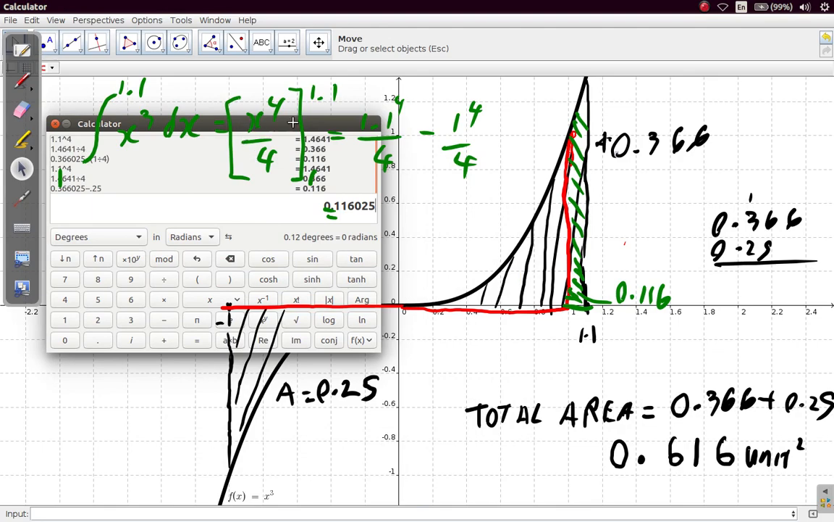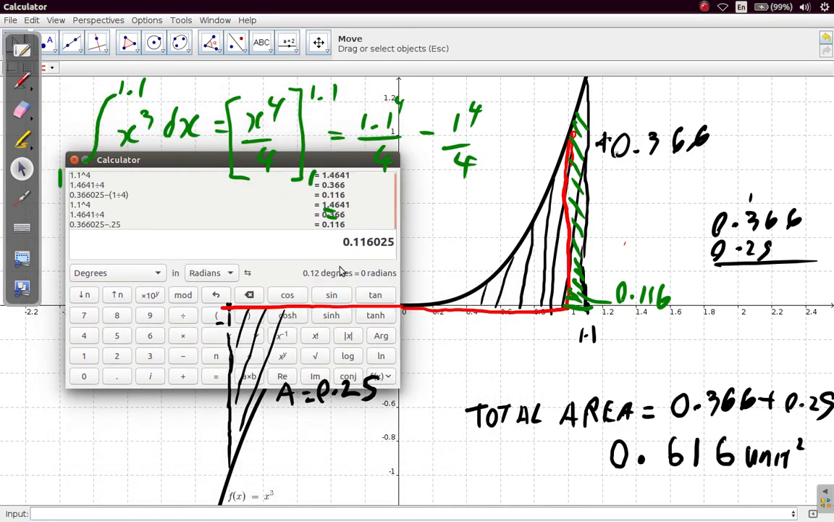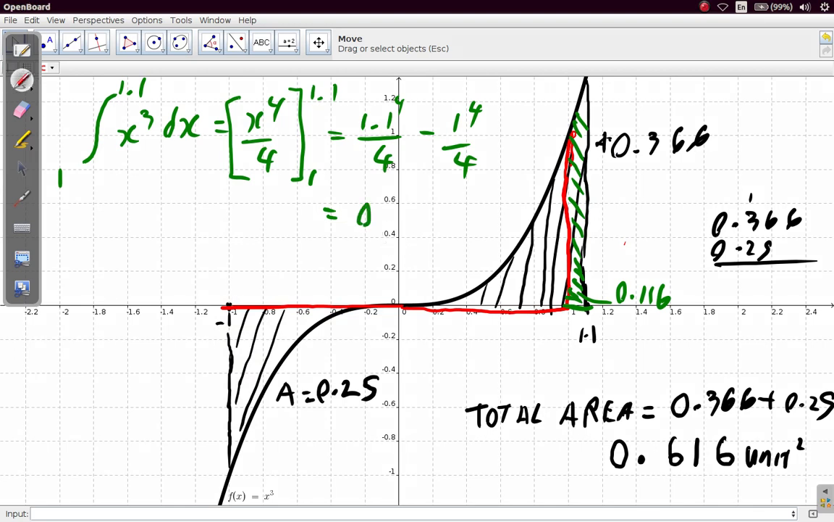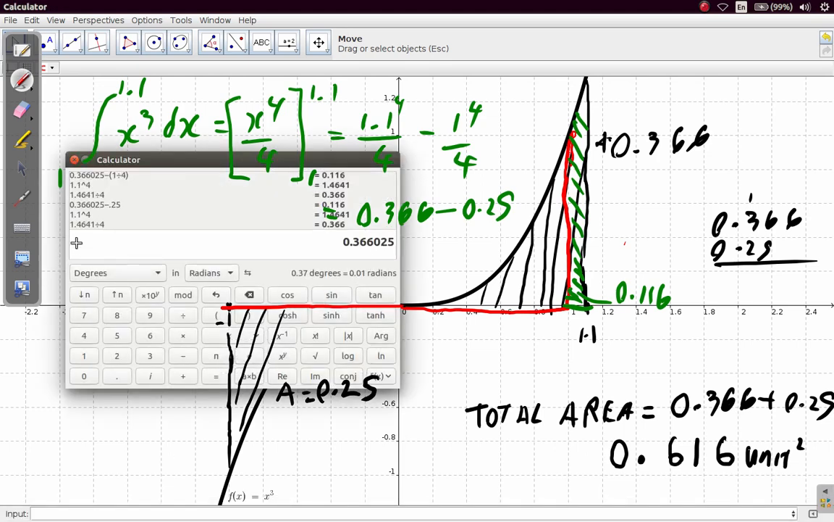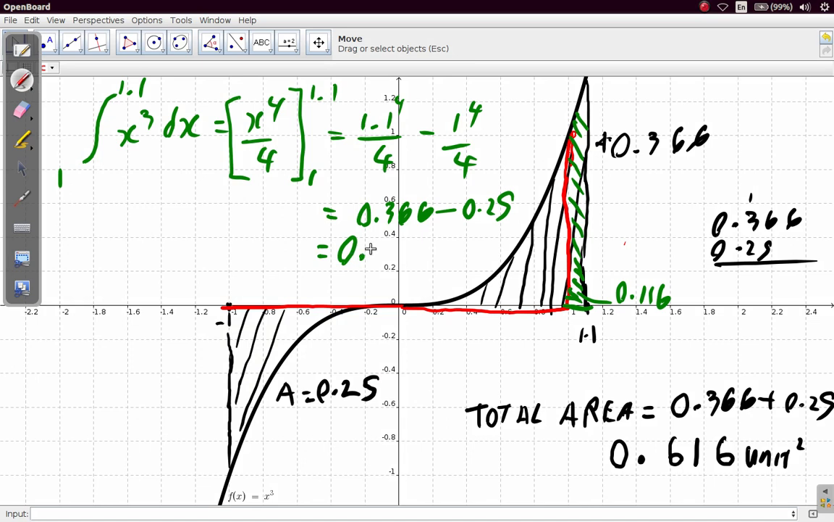So we have 1.1 raised to the power of 4 equals 1.4641. Then we divide by 4 equals 0.366025, so 0.366. So we have 0.366 minus, this would be a quarter, 0.25. So let's subtract 0.25 from that. Minus 0.25 equals 0.116. So we got 0.116. So that's what the calculation did.